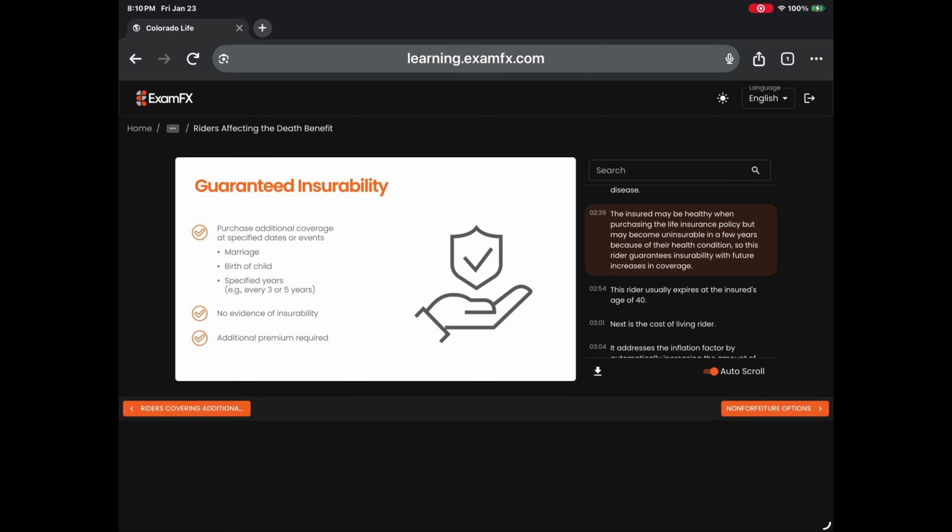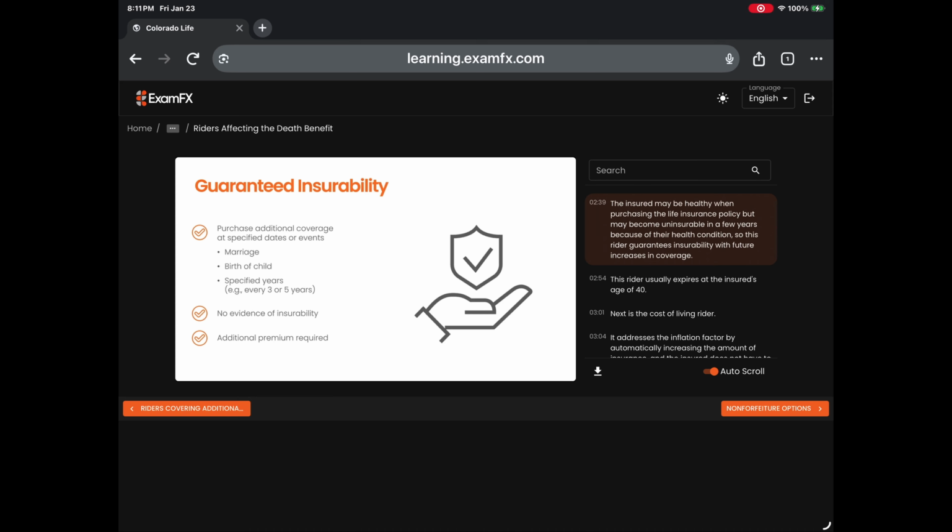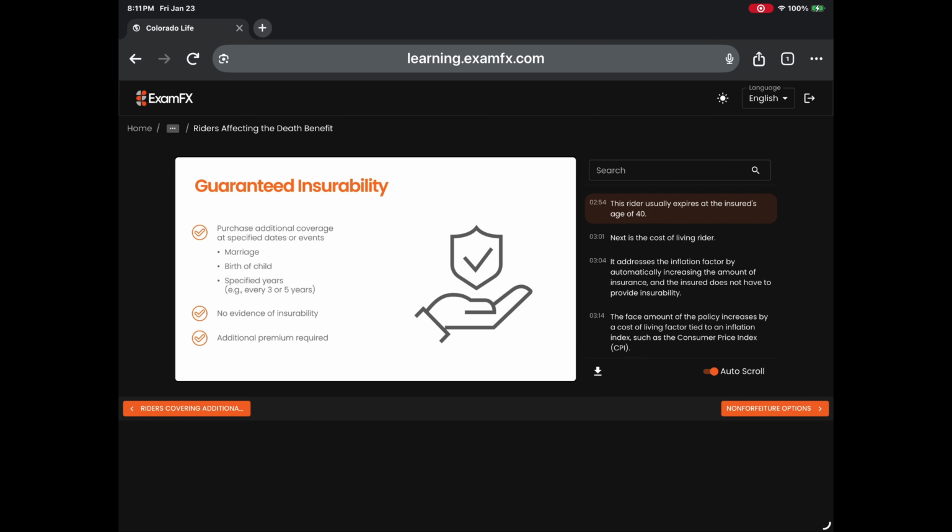The insured may be healthy when purchasing the life insurance policy, but may become uninsurable in a few years because of their health condition, so this rider guarantees insurability with future increases in coverage. This rider usually expires at the insured's age of 40.